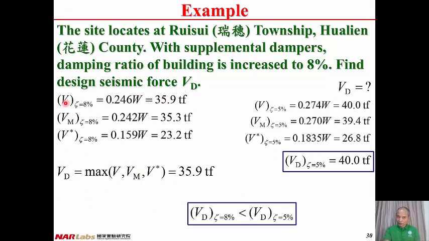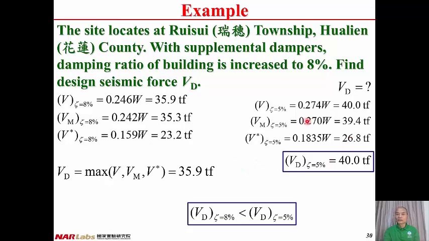So far we have V for the damping ratio equal to 8% equal to 35.9 ton-force, and Vm for damping ratio equal to 8% equal to 35.3 ton-force. V star for the damping ratio equal to 8% equal to 23.2 ton-force. And pick up the maximum one, then we can have Vd, the design seismic force for the structure, equal to the maximum of V, Vm, and V star, equal to 35.9 ton-force.